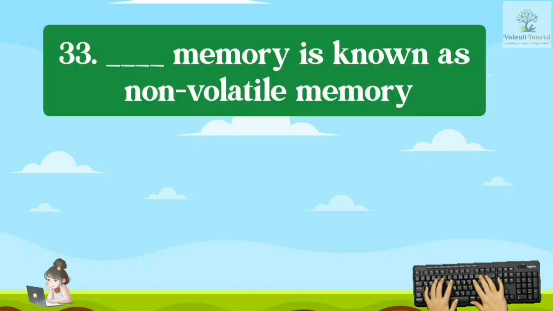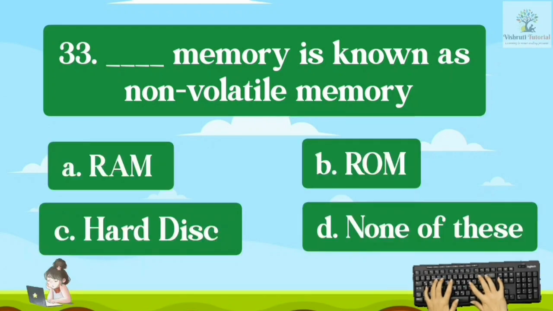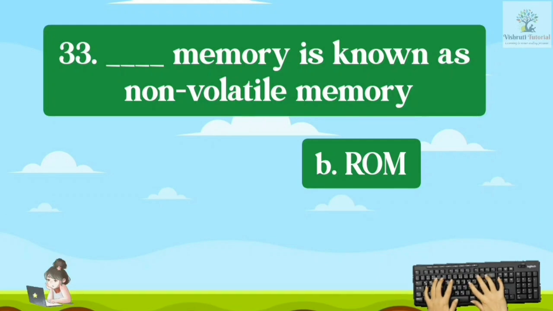Question number 33. Dash memory is known as non-volatile memory. Options: A. RAM, B. ROM, C. Hard disk, D. None of these. And the correct answer is B. ROM. Read-only memory is known as non-volatile memory.